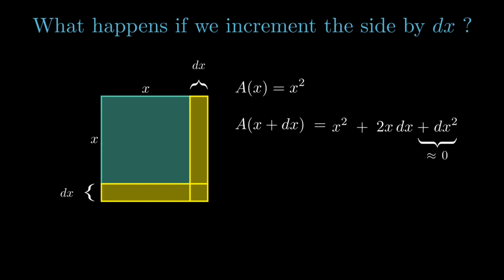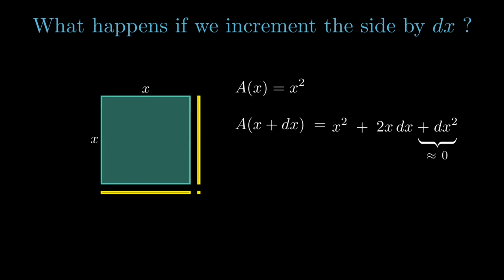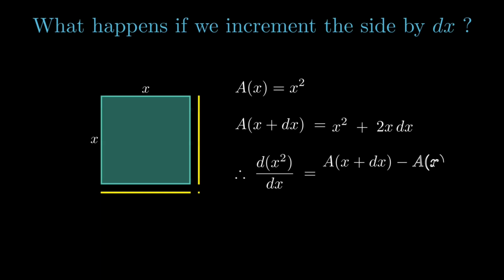We can ignore this last bit since dx, as we know, is super tiny, so dx squared is even tinier, negligible in comparison. So what remains is x squared plus 2x dx, meaning the change in area delta A is approximately 2 times x dx. Divide this by dx and you get the derivative of x squared as 2x. So visually, the derivative represents the area gained for an increase in x, and this process gives it to us naturally.